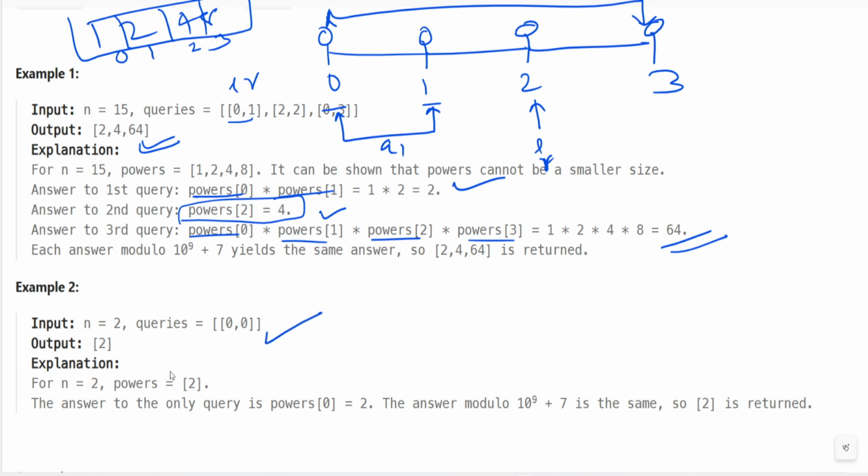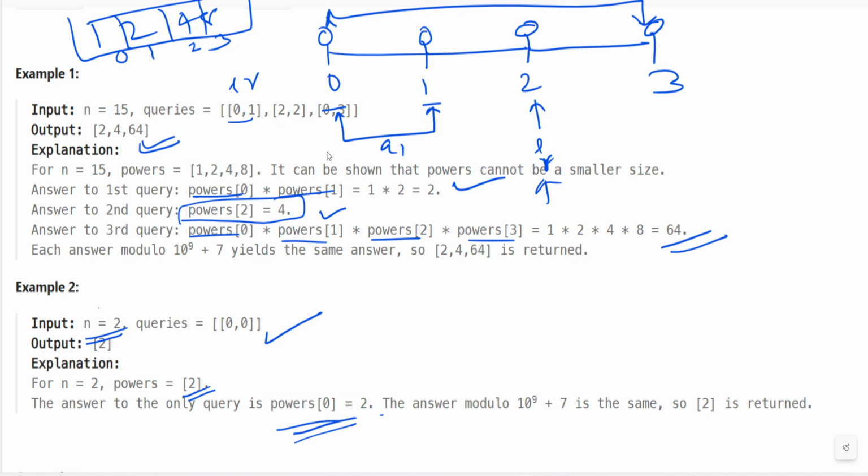You understand this one? So if we find the power of 2, what will come here for n equal to 2, it will be 2. So power 0 is coming 2, so we just return 2, as we have seen for this case. This is a similar case. So like that you have to implement.